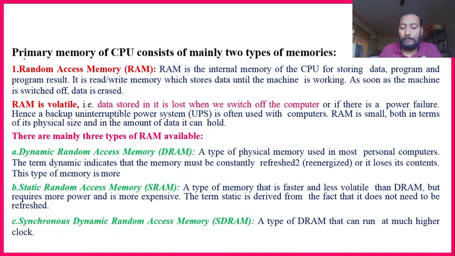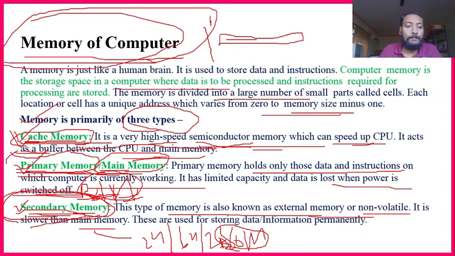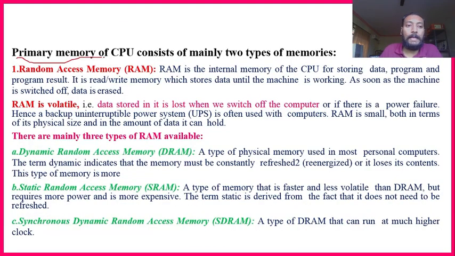We already discussed the primary memory, isn't it? So we'll be looking only at the primary memory in the CPU. Now see, the primary memory is mainly of 3 types. What are the 3 types? Only explaining here: DRAM, SRAM, and SDRAM.